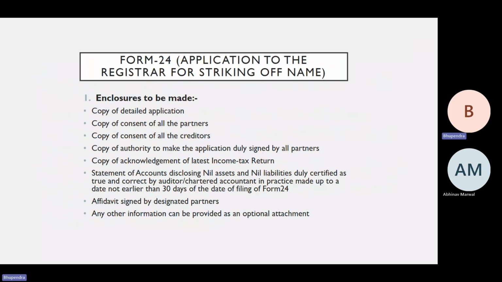Copy of detailed application, copy of consent of all the partners, creditor, copy of authority to make the application duly signed by all the partners, copy of acknowledgement of latest income tax return, statement of account disclosing nil assets and nil liabilities, duly certified as true and correct by the auditor, the chartered accountant in practice, made up to a date not earlier than 30 days of the date of filing of form 24, affidavit signed by the designated partner, and other information can be provided as an optional attachment.